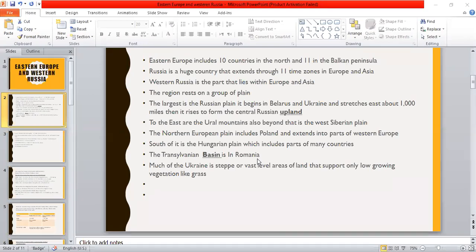I don't know the second one. Okay, the second one is the Vienna Basin. So we have two basins in the area. We have the Transylvanian Basin and we have the Vienna Basin, which separates two ranges, the Carpathians, which run through the north and the Balkan Peninsula, and they are also linked to the Balkan Mountains.